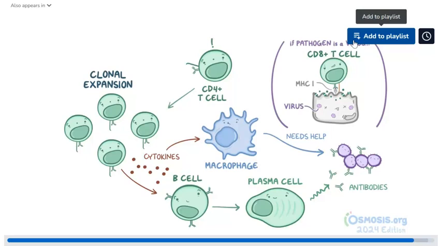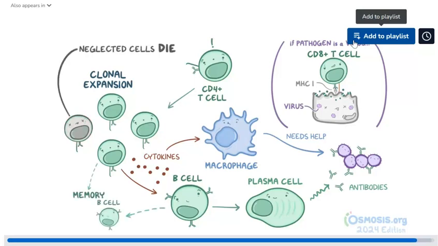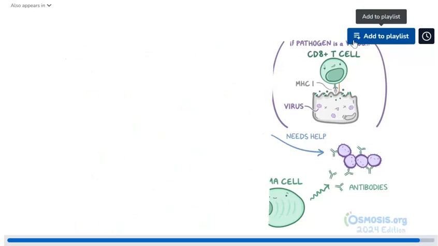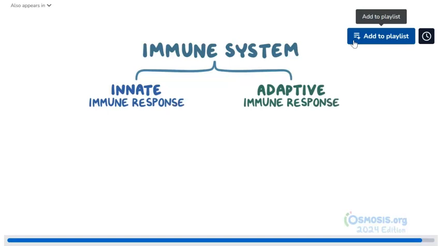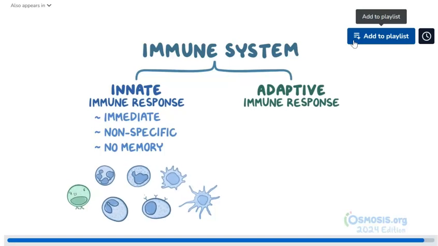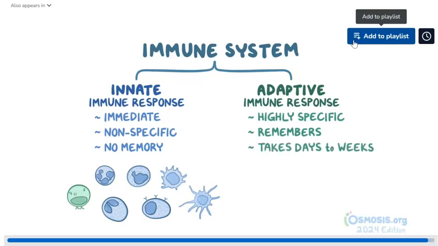Over time, as the invading pathogen dies off, most of the B and T cells die of neglect, but a few turn into memory B cells and memory T cells, which linger for years in case they're needed in the future. All right, as a quick recap, the immune system has an innate and an adaptive response. The innate immune response is immediate but nonspecific and lacks memory, whereas the adaptive immune response is highly specific and remembers everything, but it takes several days to get started and almost 2 weeks to peak.